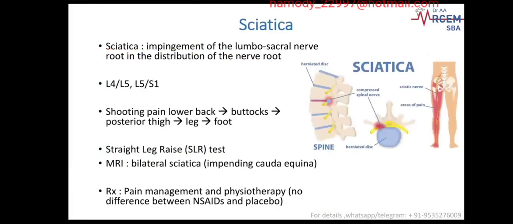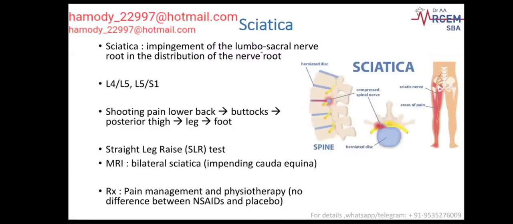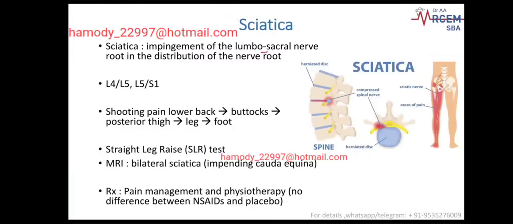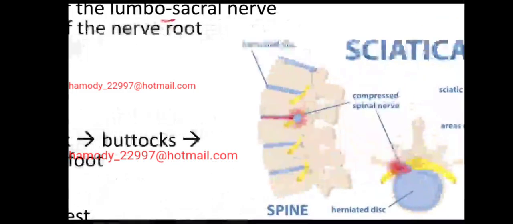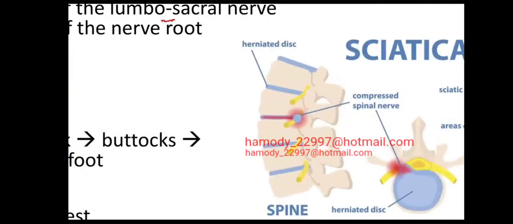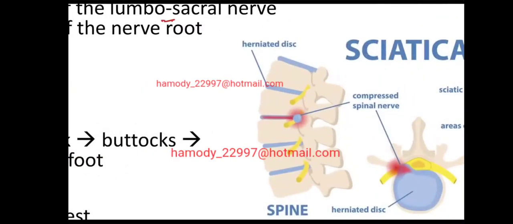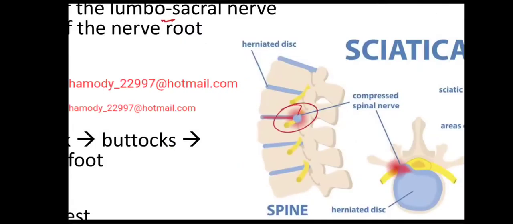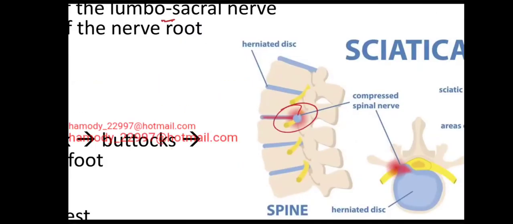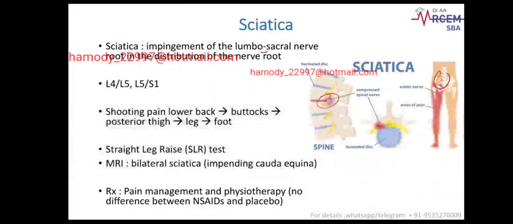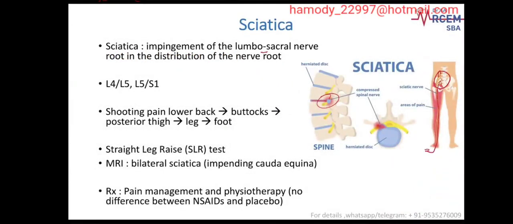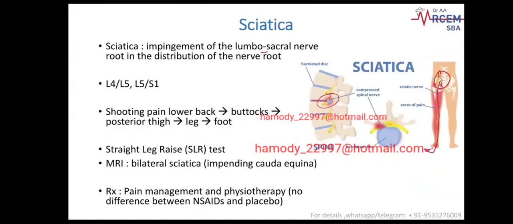Sciatica: any impingement of the lumbosacral nerve will result in sciatica. Basically, sciatica means impingement of the nerves. It is commonly seen in the lumbar or sacral region, so that is the lumbosacral region. Impingement means compression of the spinal nerve. As it gets compressed, the pain radiates right from the back, from the buttocks, all the way down to the toes.